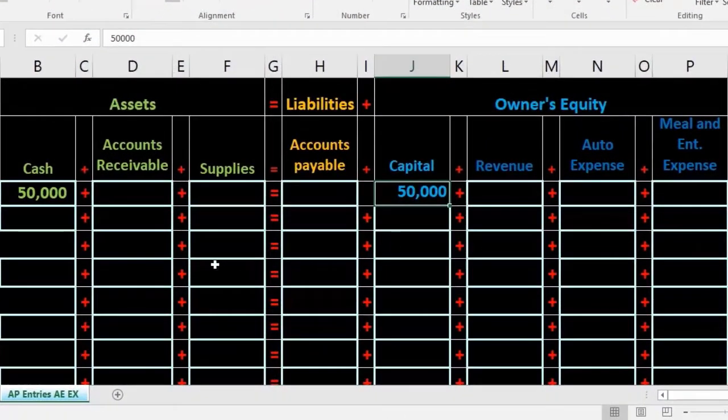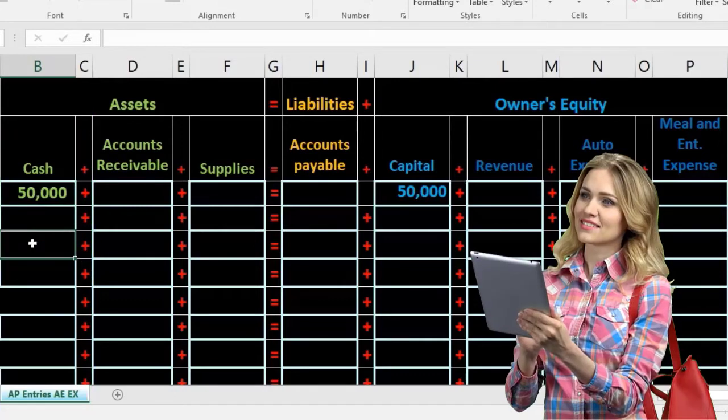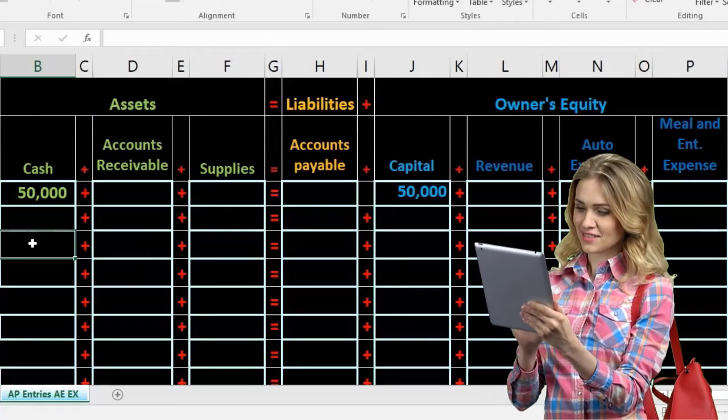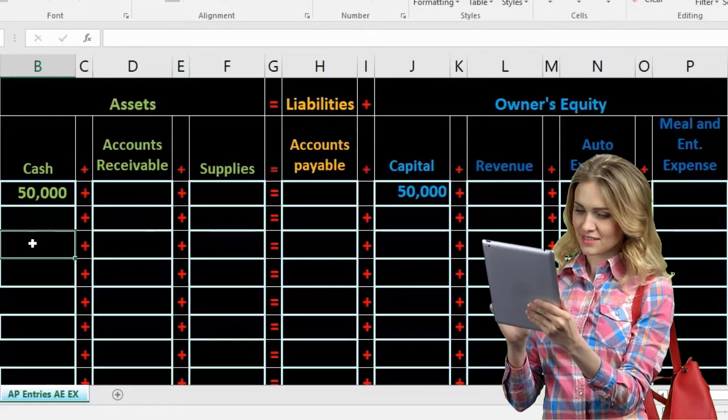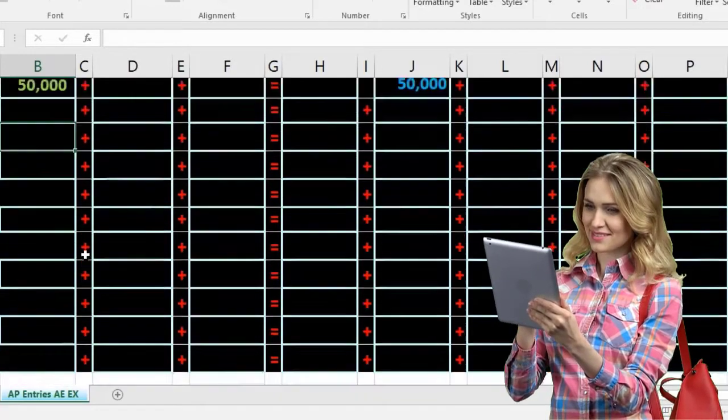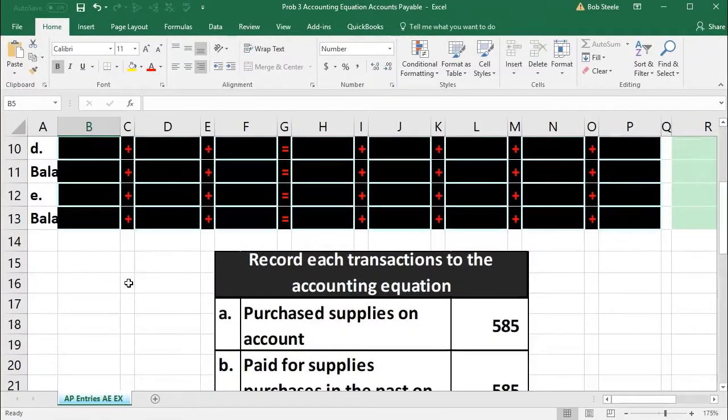We will be recording transactions here, taking the beginning balance, plus the transaction, taking us to the ending balance. Every transaction will of course have two accounts affected, and the accounting equation will remain in balance after every transaction. So let's take a look at the first transaction.